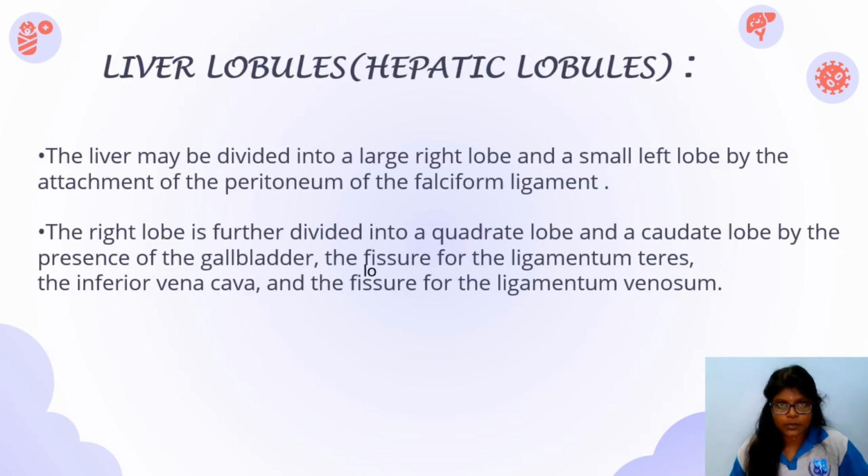Liver lobules, also known as hepatic lobules. The liver may be divided into a large right lobe and a small left lobe by the attachment of the peritoneum of the falciform ligament. The right lobe is further divided into a quadrate lobe and a caudate lobe by the presence of the gallbladder, the fissure for the ligamentum teres, the inferior vena cava, and the fissure for the ligamentum venosum.